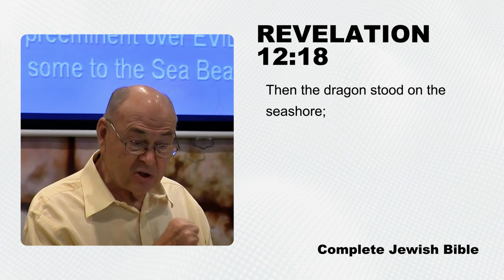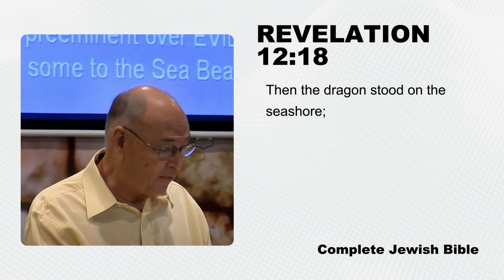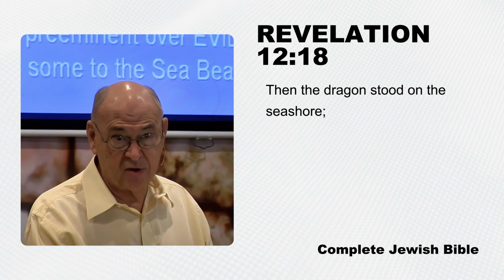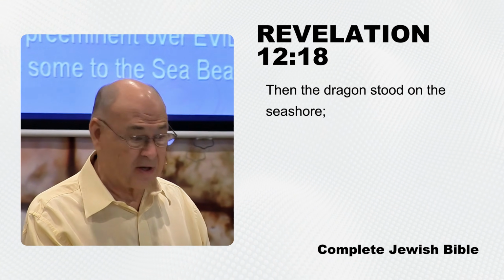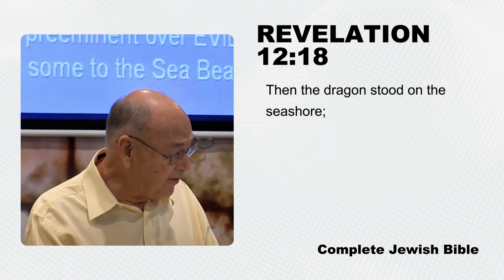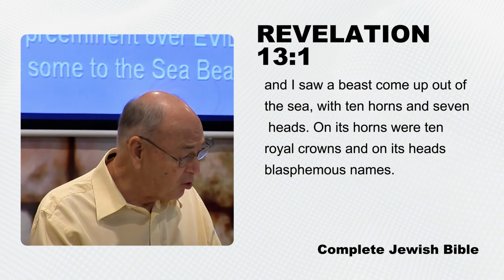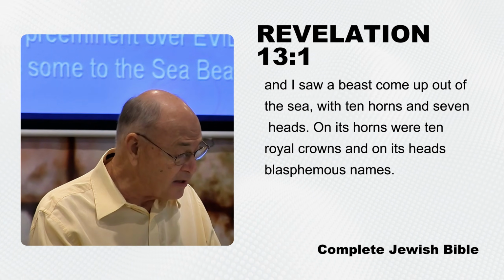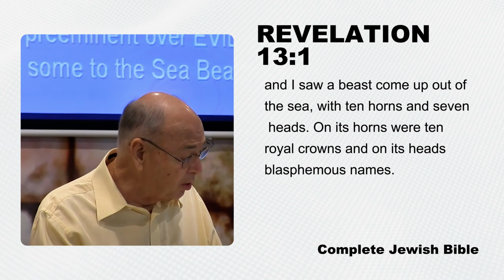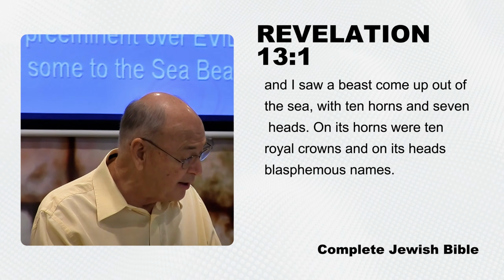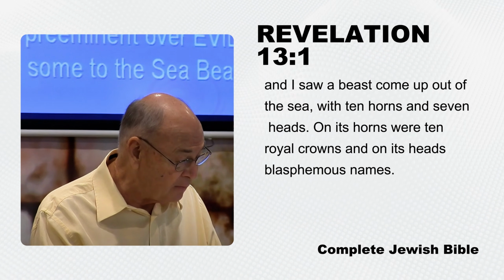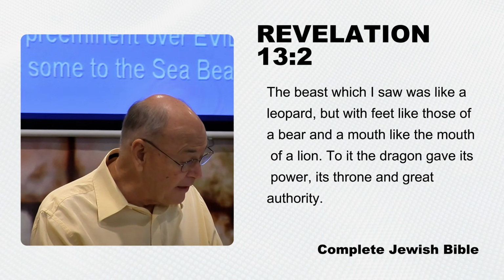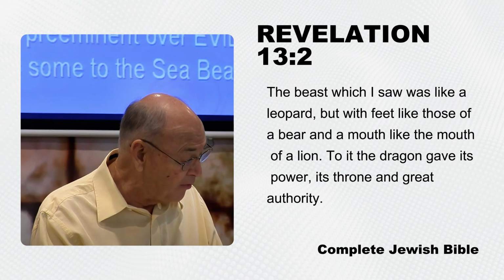And remember, I'm going to start reading from 12:18, because that short little section actually belongs as the beginning of chapter 13, not the ending of chapter 12. "Then the dragon stood on the seashore, and I saw a beast come up out of the sea, with 10 horns and 7 heads. And on its horns were 10 royal crowns, on its heads blasphemous names. The beast which I saw was like a leopard, but with feet like those of a bear and a mouth like the mouth of a lion.